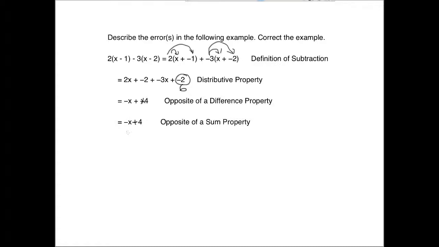We've corrected it. This is a fairly common mistake. Be careful of it. Be aware of it. Remember to go back and double check if you've done it.